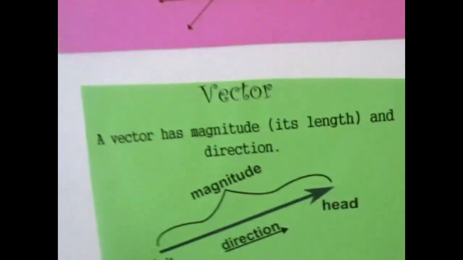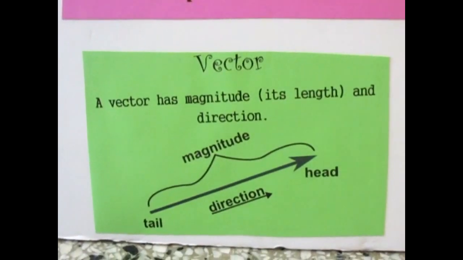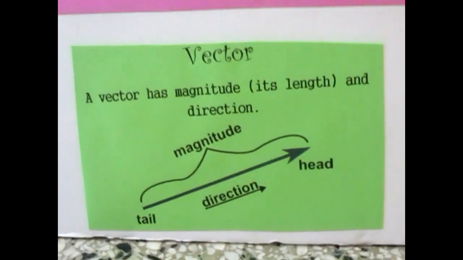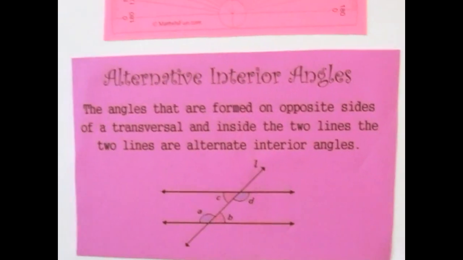A vector has magnitude, which is its length, and a direction. This would be the magnitude, this would be the vector, and they usually have a head and a tail and a direction.